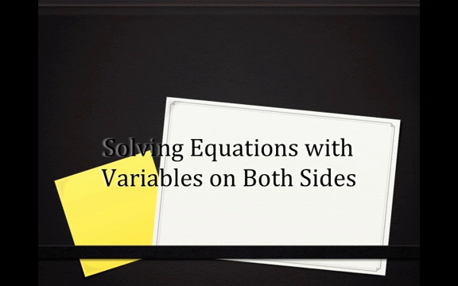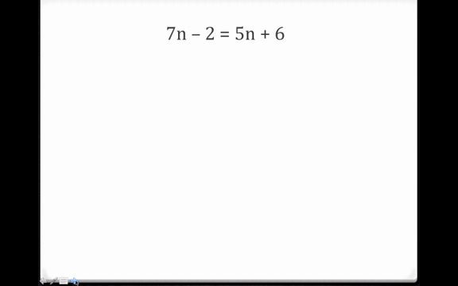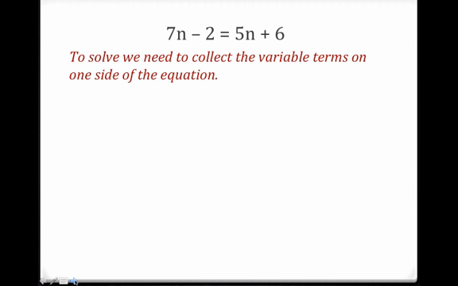All right, so we are back, and today we're going to be solving equations with variables on both sides. Okay, so we've got this equation, 7n minus 2 equals 5n plus 6. So we've got that n on both sides of my equal sign. So in order to solve, we're going to need to collect the variable terms on one side of the equation.